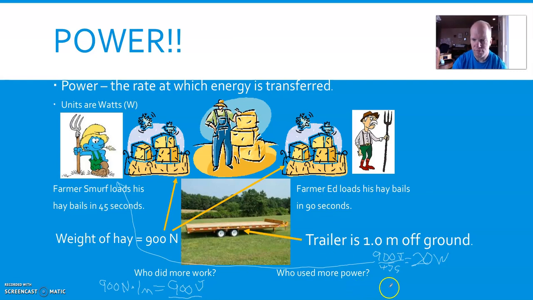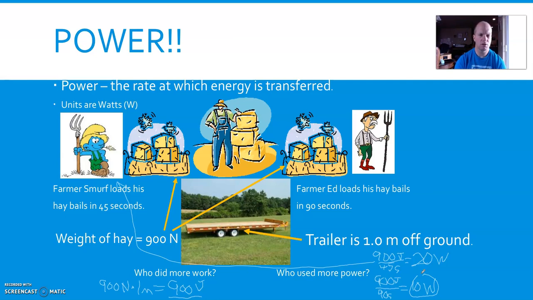Okay. Now if we look at Farmer Ed, he did 900 joules of work. I feel like I'm doing a decent job with this mouse. I don't know if you guys have ever tried this before, but you know. And 90 seconds. Well, Farmer Ed only used 10 watts of power to do his work. Okay, so who used more power? Farmer Smurf, right? Farmer Ed only had 10 watts of power that he used. So remember this, right? More power means less time, kind of doing things faster.